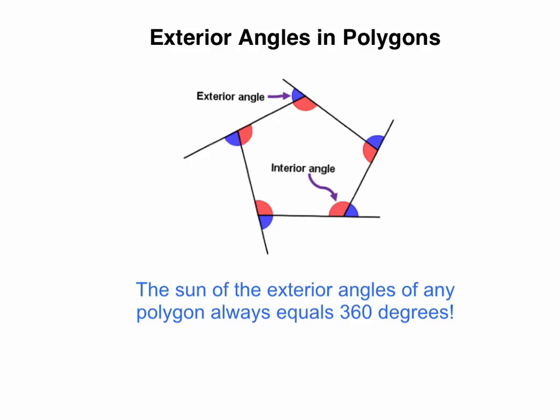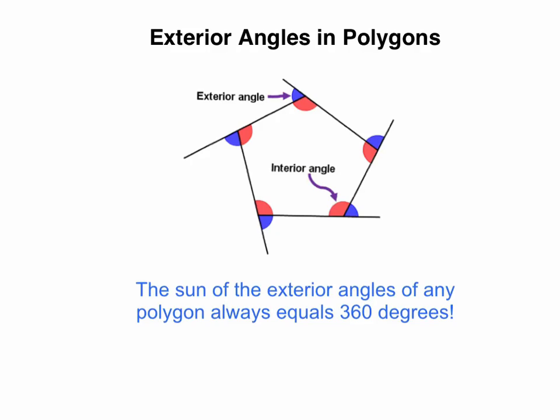And here's why. Imagine taking a journey around this shape. If you start at this corner and you start walking, when you take a turn here, you're turning through an exterior angle. And then you continue over here, again over here, and again over here, and then you finish up back here. And when you walk around a shape, you basically turn 360 degrees, so the sum of the exterior angles always equals 360 degrees.